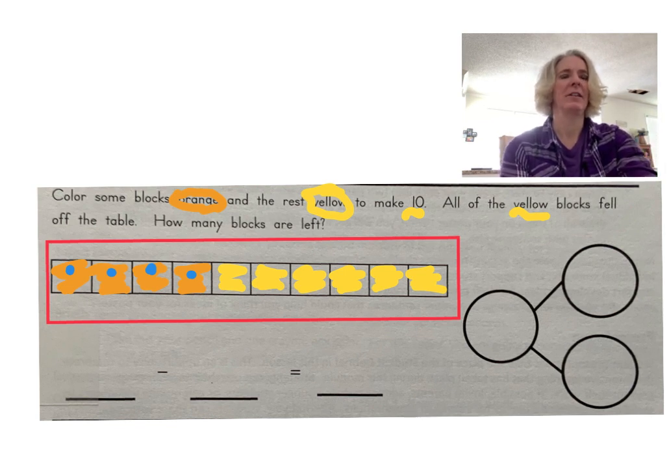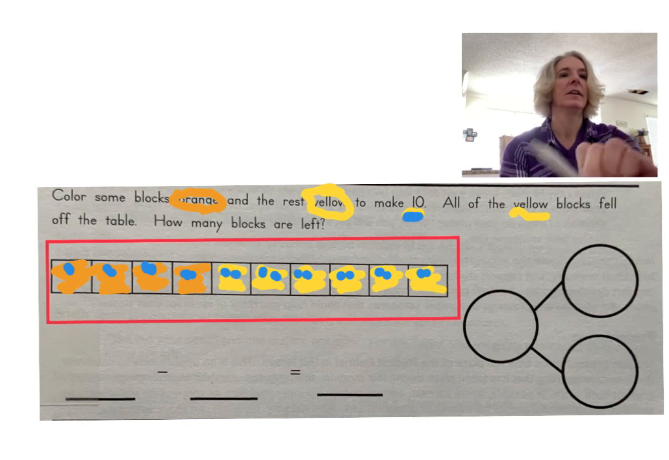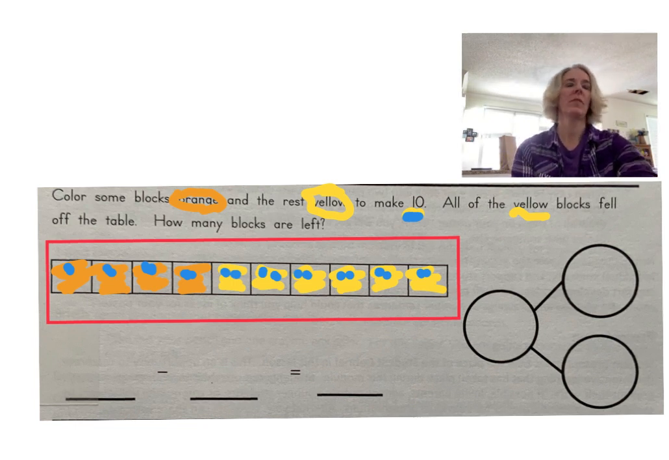How many is that if we're making 10? 1, 2, 3, 4, 5, 6. And how many do we have in all? Let's count that. 1, 2, 3, 4, 5, 6, 7, 8, 9, 10. We said we were making 10. So we have them all.